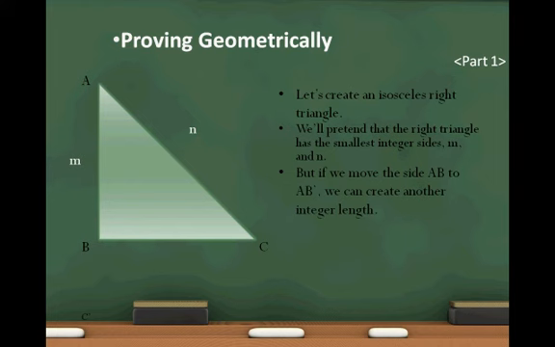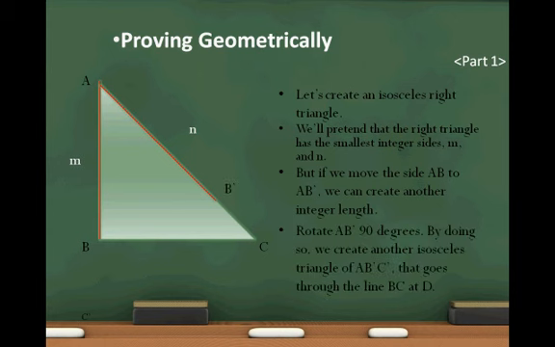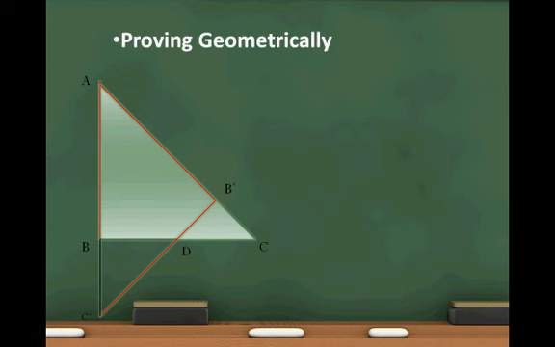But if we move the side AB to AB prime, we can create another integer length of B prime C. And because I want to create another isosceles triangle with the same length AB, the same length m, I'll rotate AB prime 90 degrees so that we can actually create another isosceles triangle called AB prime C prime. And it's going to go through BC at D.